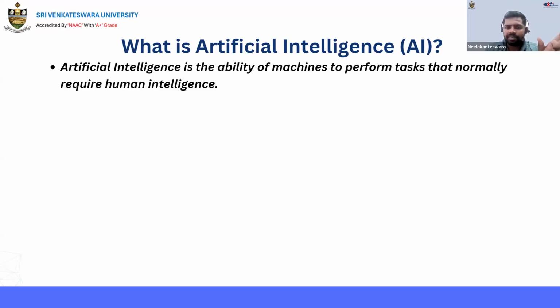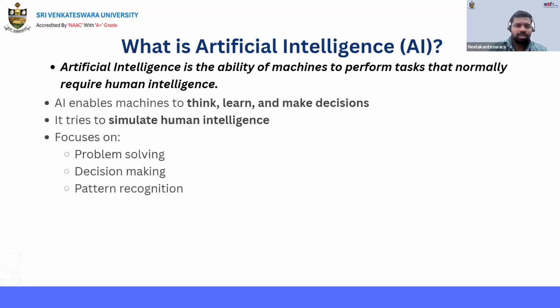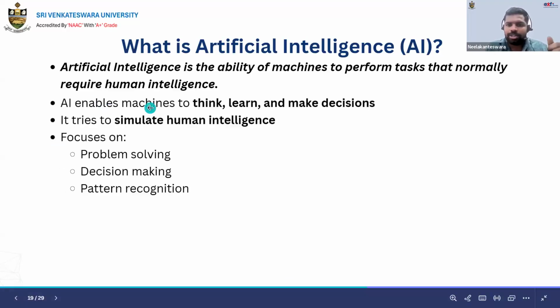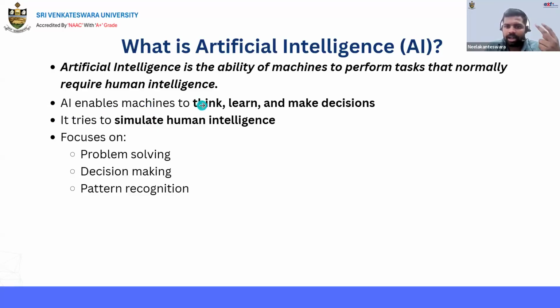That is nothing but artificial intelligence. Here we are giving machines the ability to perform tasks like humans, but without any human intelligence. That's what I mentioned: AI enables machines to think, learn, and make decisions, the same as human intelligence.